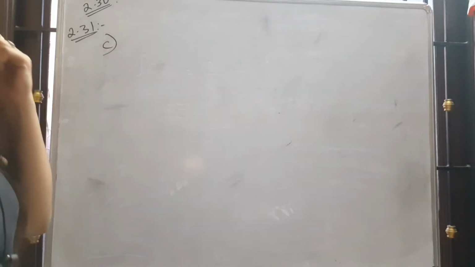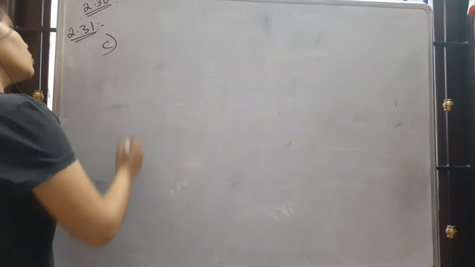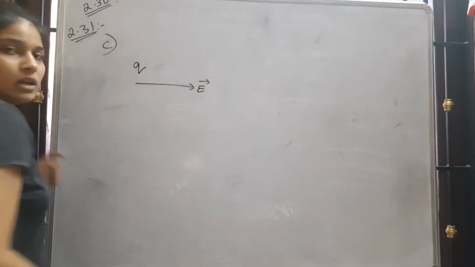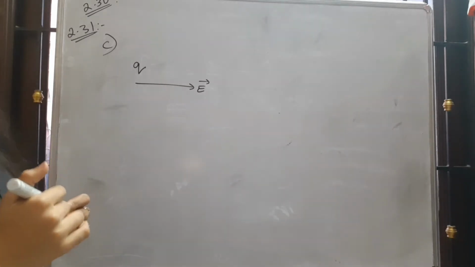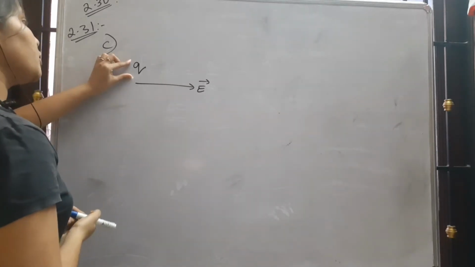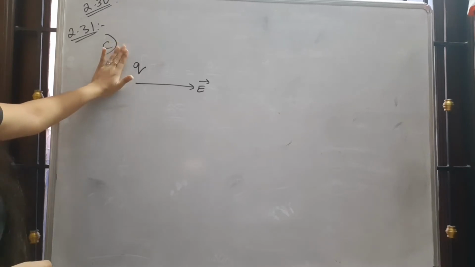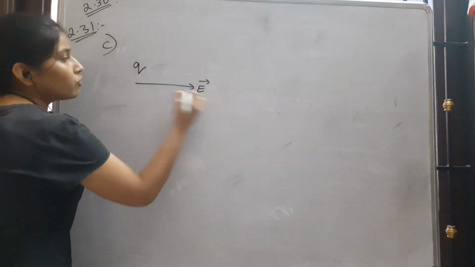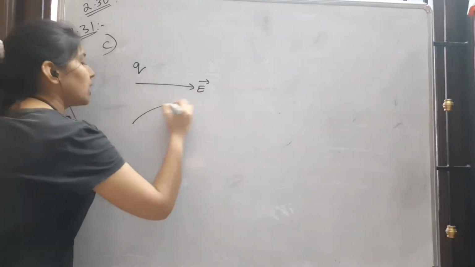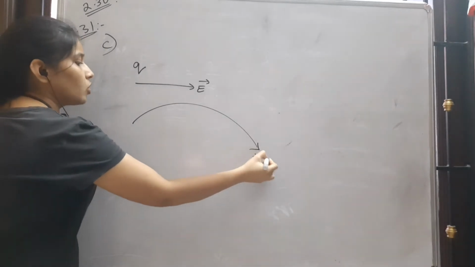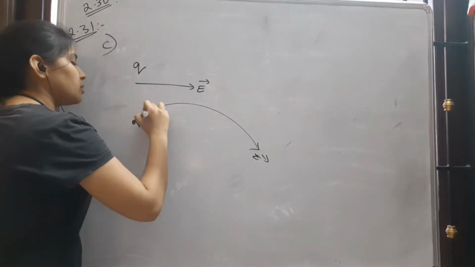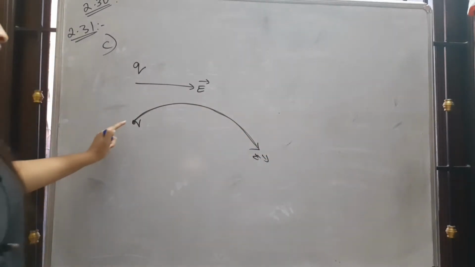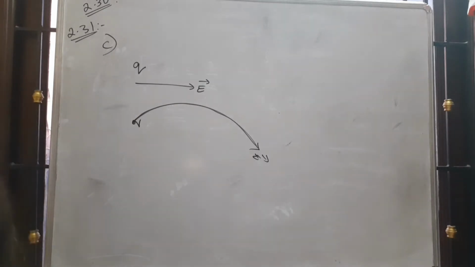Part C asks: if you have a charge and you release it in the presence of an electric field, how will the charge move? Will it move in a straight line, or along the line of force of the field? If the line of force of the field is curved like this, will the charge move along this curved line? The answer is no, not necessarily.